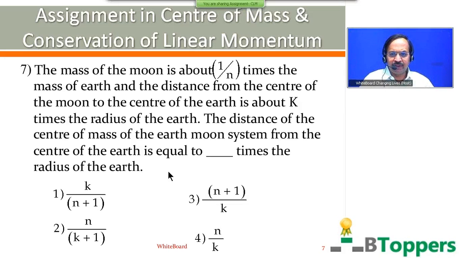So you are shown 4 options on the screen in terms of n and k. Come on, try the question. So here, understand that n and k are constants.